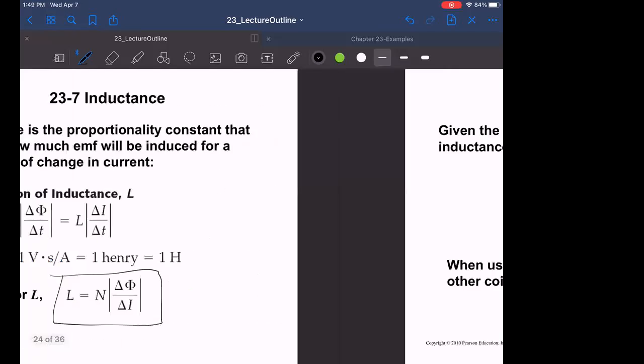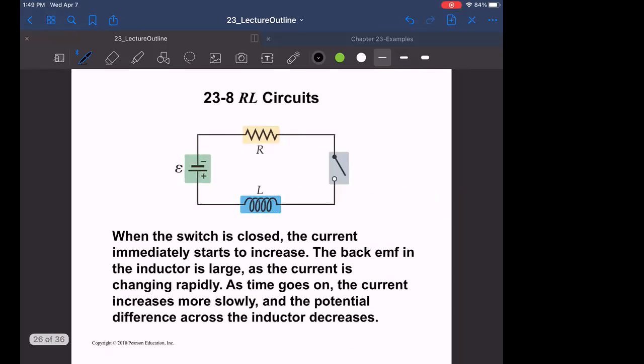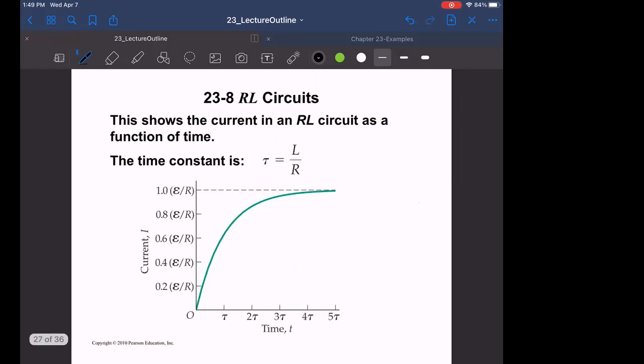Then inductance in a solenoid, we might just do that tomorrow. Oh, this is what I wanted to show you. Here you can see the current through an inductor. Remember, the current through a capacitor started off real high and went down like that. See how this is the opposite: it starts real low and then gradually increases. So you still end up with a time constant, which before was RC and is now L over R. So very similar.